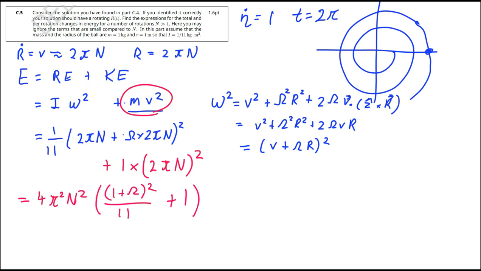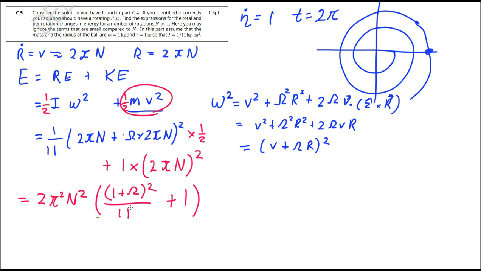Sorry, I just realized I did a bad thing. You guys are going to get me in a lot of trouble for this. Of course it's half I omega squared and half mv squared, so all this is multiplied by a half. So this is actually 2 pi squared, not 4 pi squared. Apologies. Alright, and then what I'm going to do here is assume that everything except for n squared is essentially like a constant now.